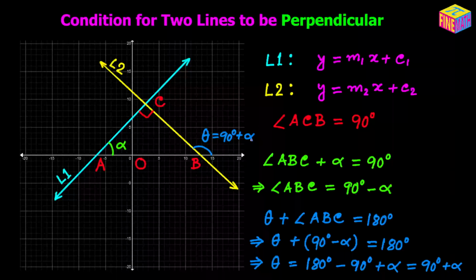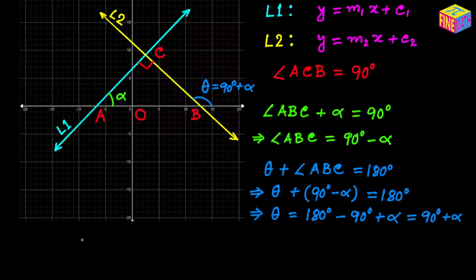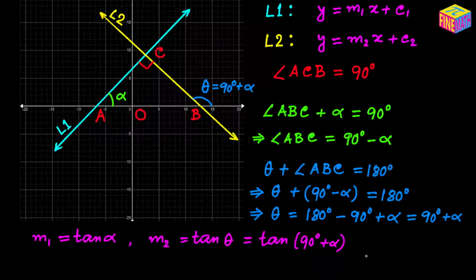Now let's try to find the slope of each of the lines. So for the first line L1, can we say that m sub 1 would be equal to tangent of alpha, because that will be the slope of that straight line? And similarly, can we also say that for the line L2, m sub 2, which is the slope of that line, would be tangent of theta? And then let's use the value of theta in terms of alpha. So that will be equal to tangent of 90 degrees plus alpha, and tangent of 90 degrees plus alpha would be equal to negative cotangent of alpha.